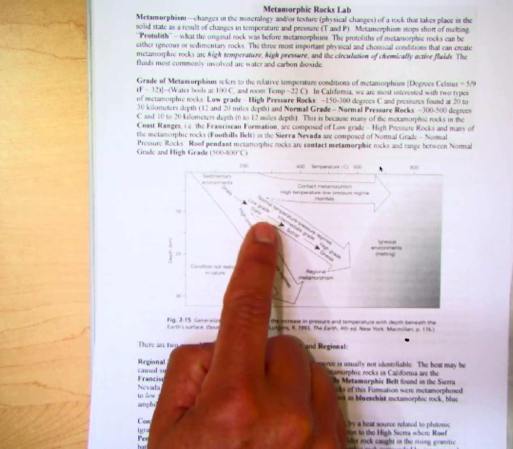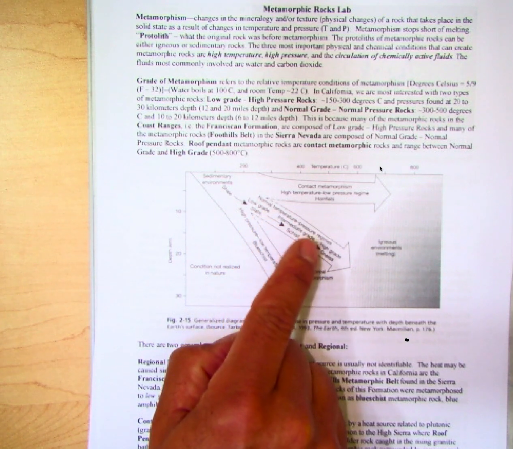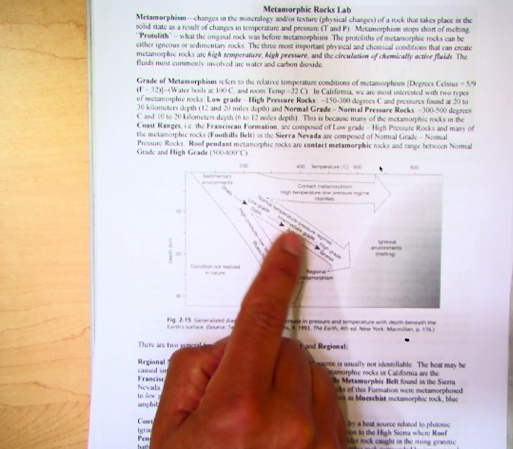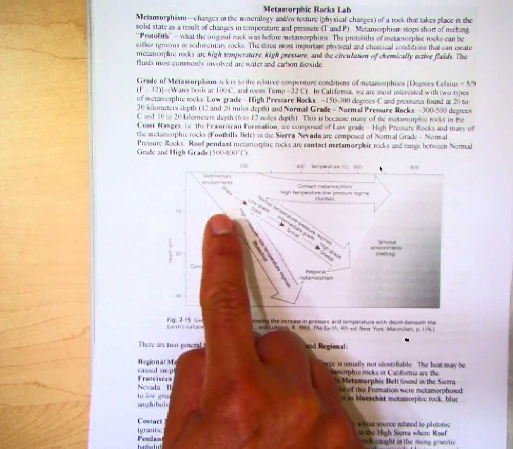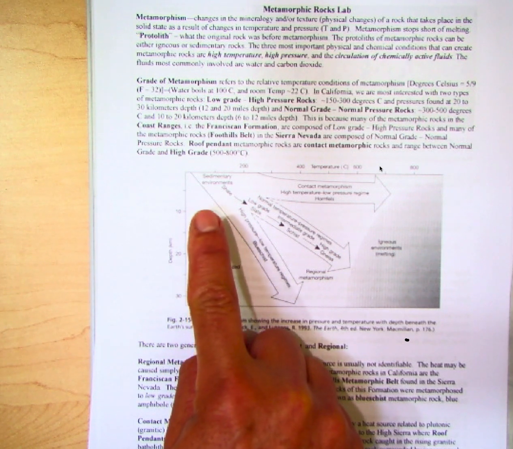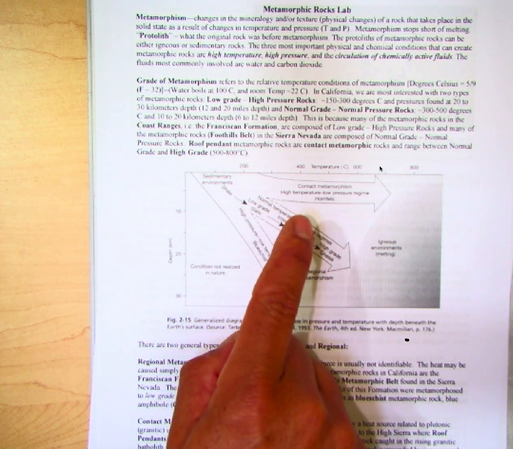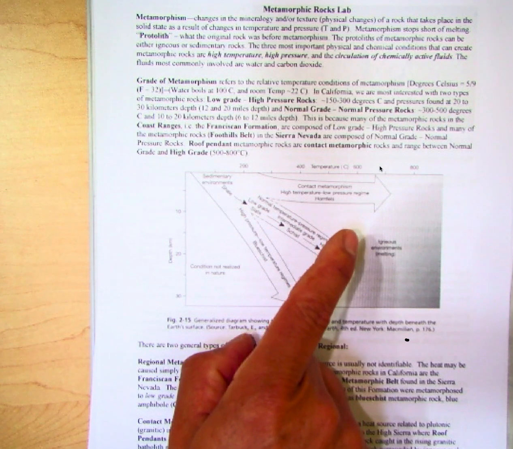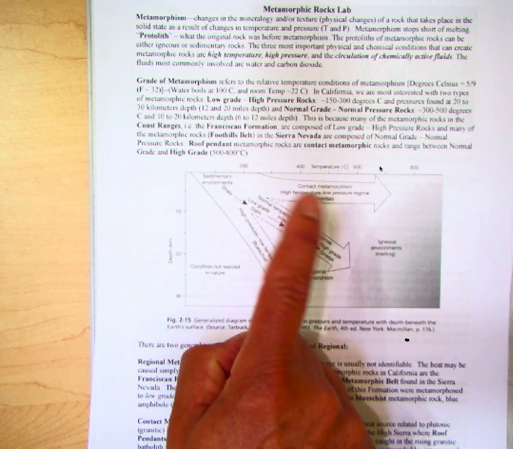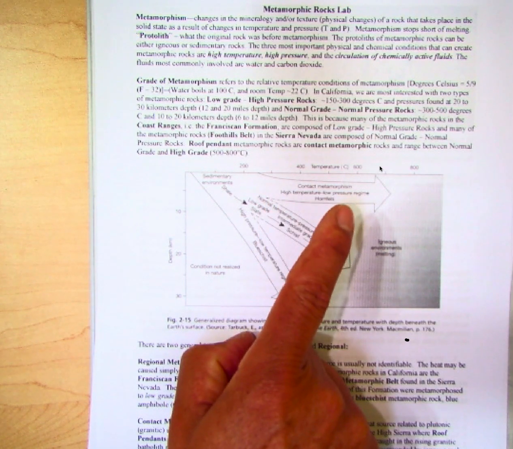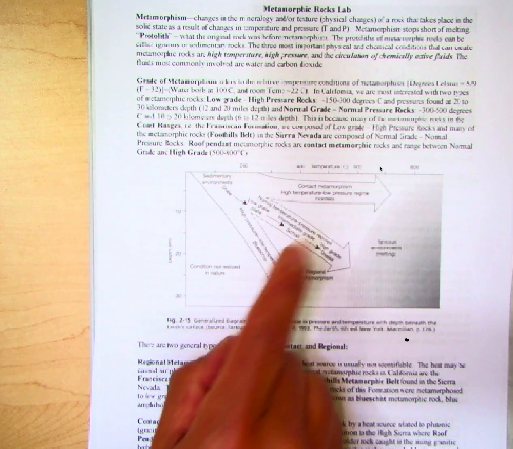So this is what I call the normal temperature, normal pressure, or normal grade, normal pressure regime or path. And you can see that another path is where you stay relatively low pressure, less than 10 kilometers burial, so you're at pretty shallow levels, but you get lots of heat. The only way this happens is if you get magma intruding into the crust and it's burning the adjacent country rock, right? And so that's what we call contact metamorphism.